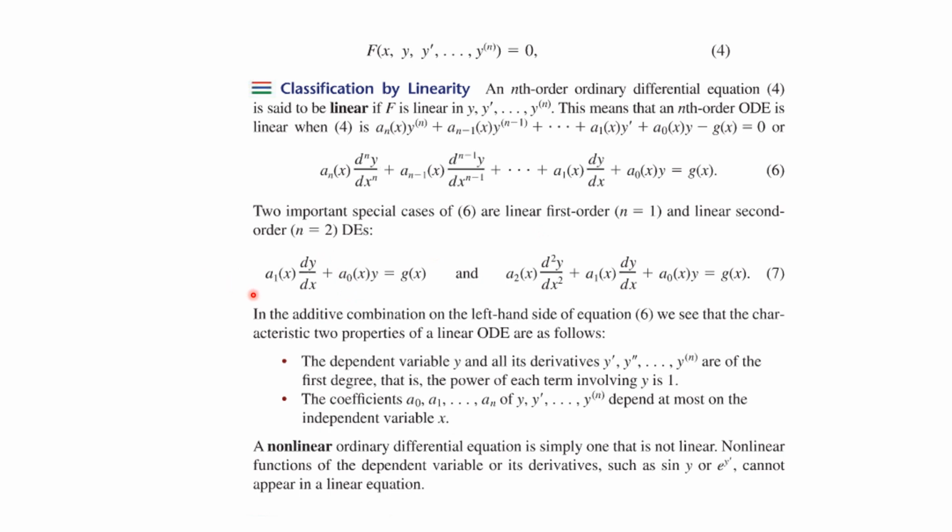Two very special cases that we will study are first order differential equations and second order differential equations. And so two characteristic properties to look for: the dependent variable y and all its derivatives are of first degree. That is, the power of each term involving y and its derivatives is 1. The coefficients depend at most on the independent variable x. A nonlinear ordinary differential equation is one that is not linear.